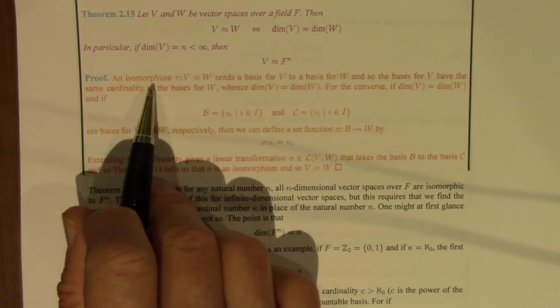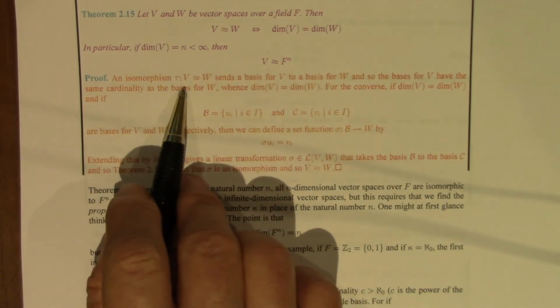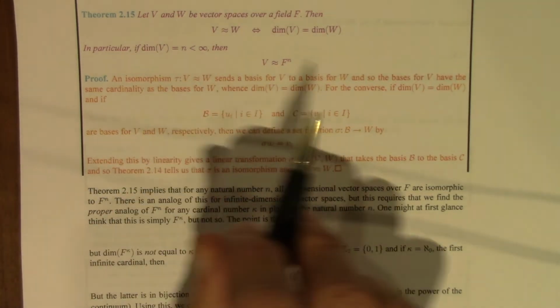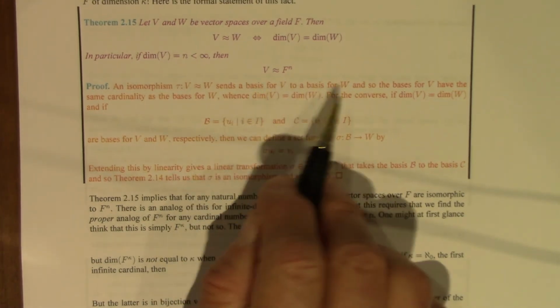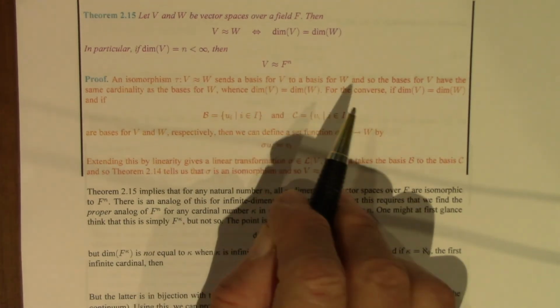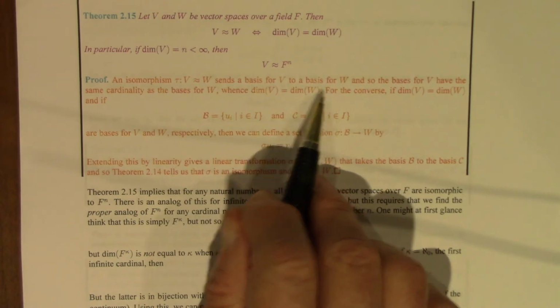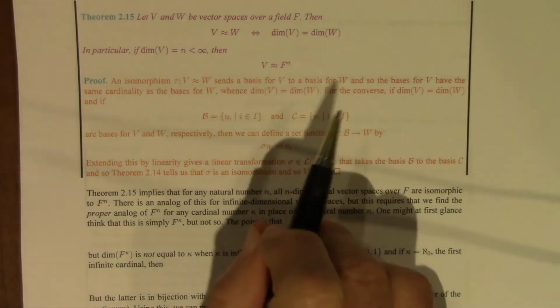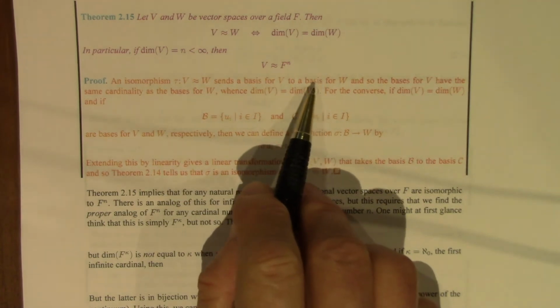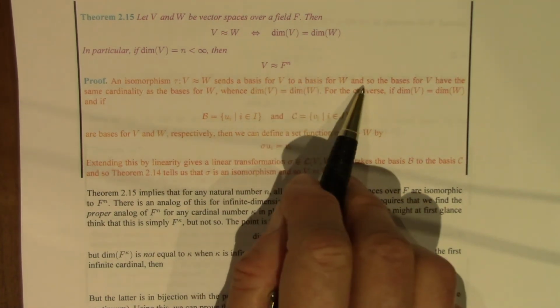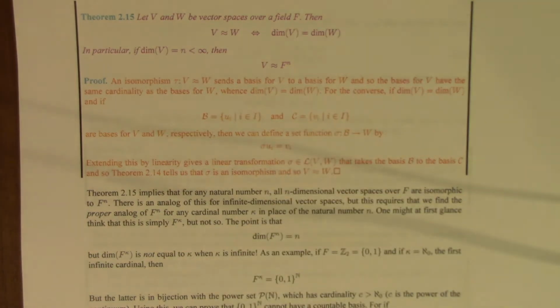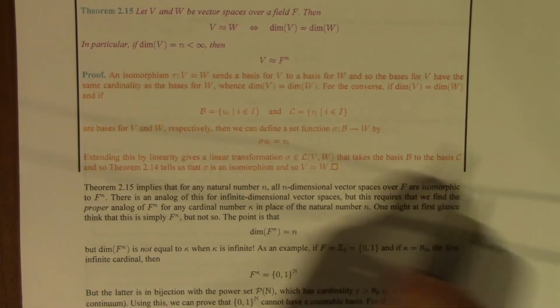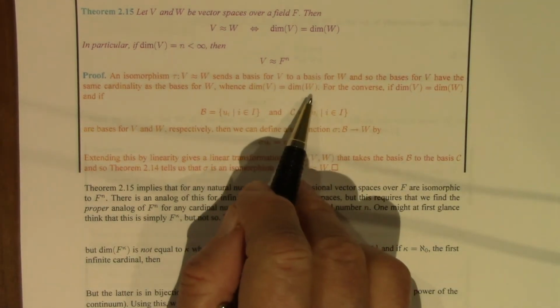As for the proof, an isomorphism tau from V to W will send a basis for V to a basis for W. This we already proved. And since tau is injective, it actually is a bijection between the two bases, and so they have the same size. And therefore, V and W have the same dimension.